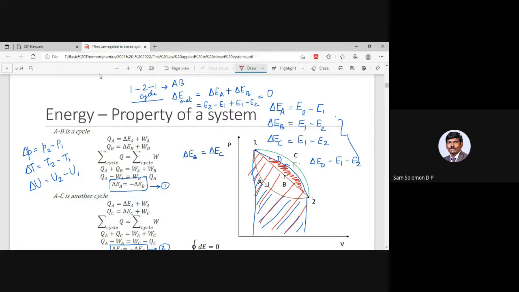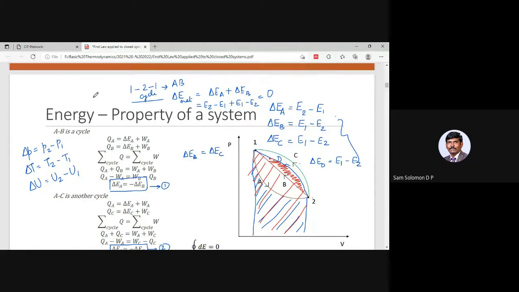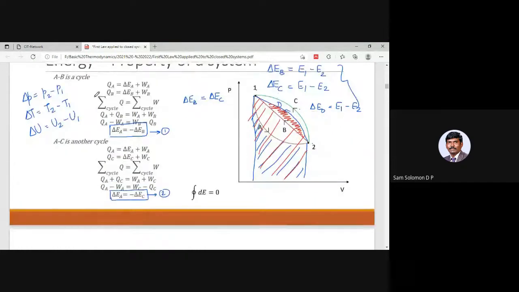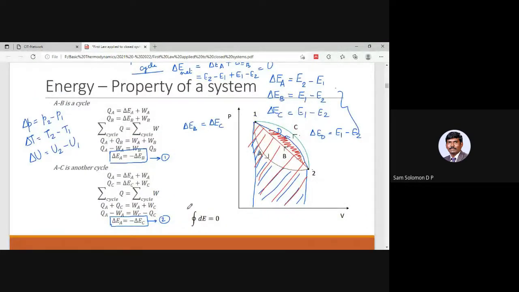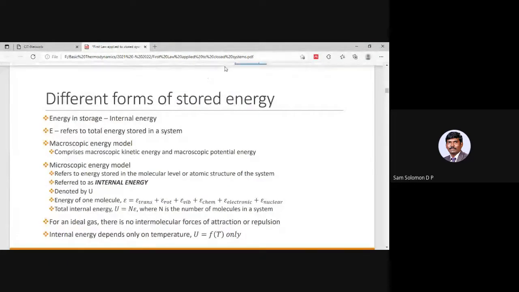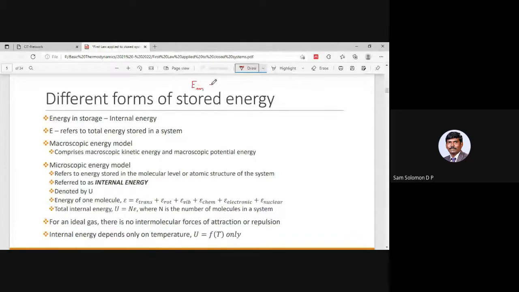And as rightly said, the first law of thermodynamics is also called the law of conservation of energy. So you should be very clear here. That is why summation of delta E is equal to 0, or you can say the cyclic integral of dE is equal to 0. Is that clear? For a process, not only is energy in equal to energy out, but also some amount of energy can be stored.